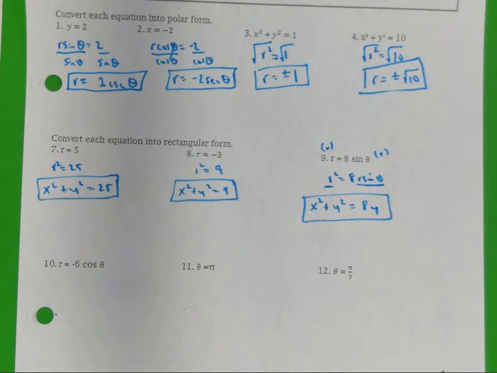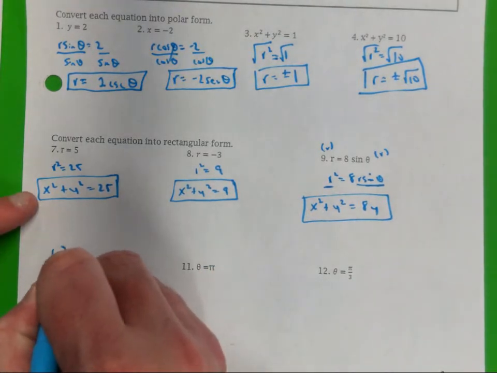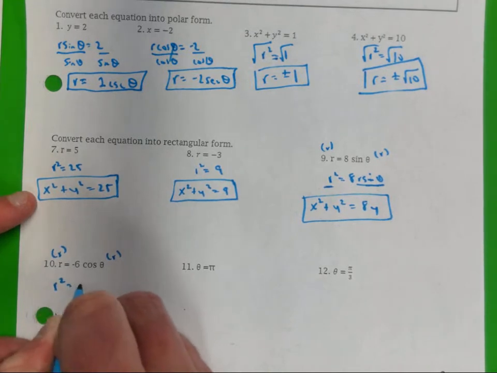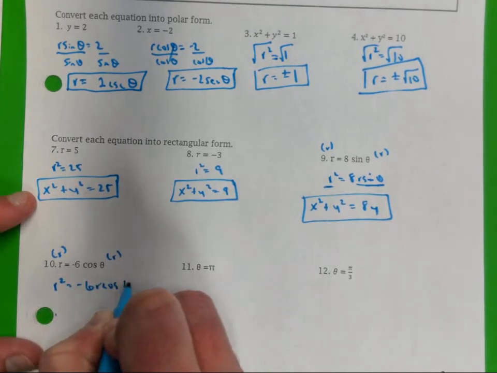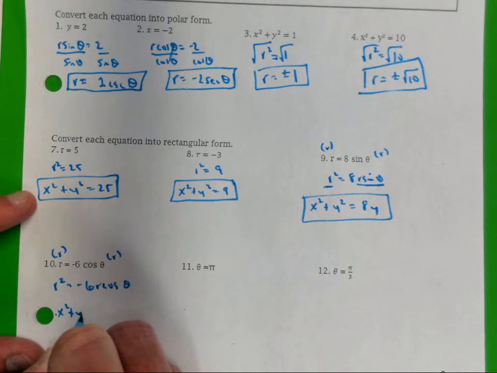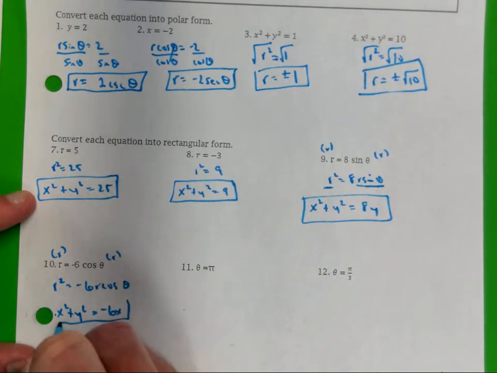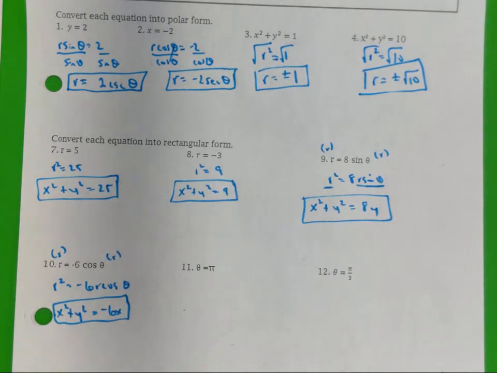So on number 10, what do you need to do to both sides? Multiply both sides by what? R, so you can take that r cosine theta out. So r squared equals negative 6 r cosine theta. That gives me x squared plus y squared equals negative 6x. Yes, Orange? So we would divide like negative 6 or 8 to get the x and y values? No, you're just going to leave it like that.